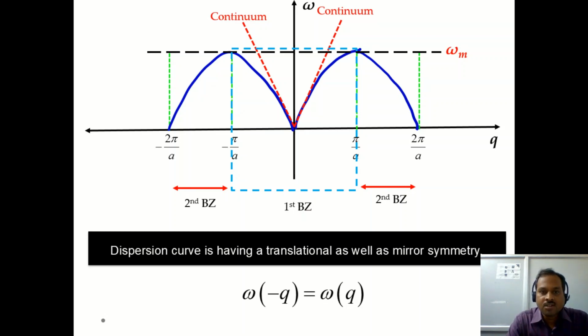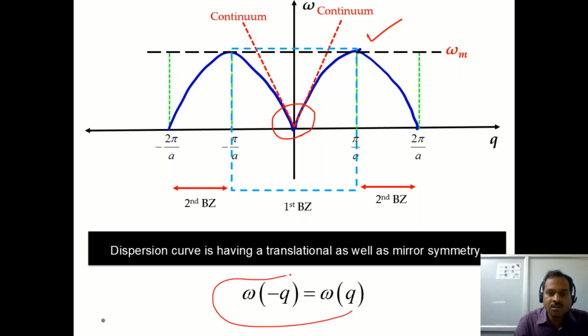In our last lecture we discussed the phonon dispersion relation for a one-dimensional monoatomic chain, and this is the required dispersion curve. For the monoatomic chain, translational as well as mirror symmetry is present, because from the associated relation we can see that omega of minus q is equal to omega of q.